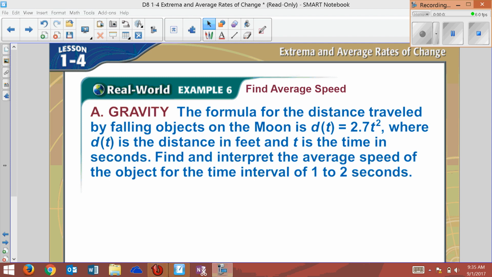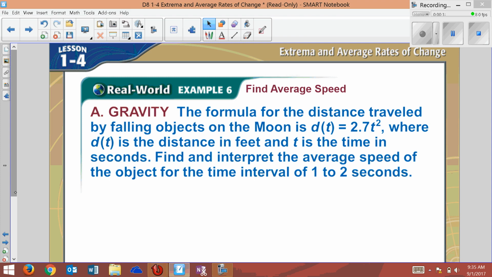All right, the next problem, and the last problem for this lesson, is looking at gravity of the moon, where d is distance and t is the amount of time. It's a measure of gravity, and it's a little bit different than our gravity. So we want to find the average speed of an object dropped from 1 to 2 seconds.